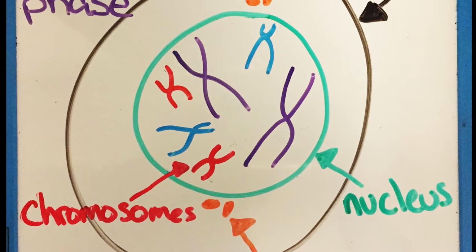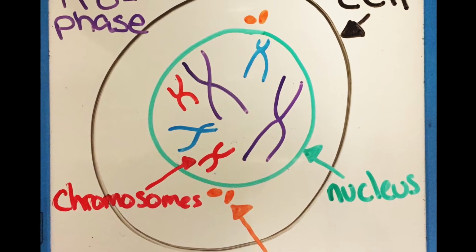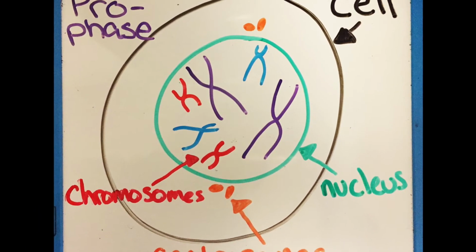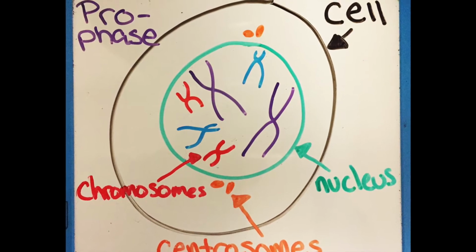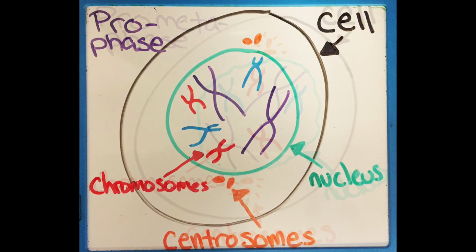Prophase is when the nuclear envelope breaks down and strands of chromatin form into chromosomes which condense and become visible. Also, during this stage, the centromeres generate spindle fibers between them and move away from each other.